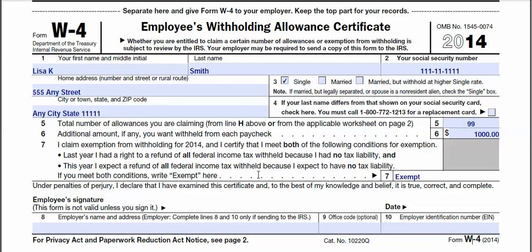So sign it and then date it, and then you will hand it in to your employer at your payroll department or your supervisor, whomever is designated to accept that form from you. And then it will go into the system, and that's how your tax will be withheld from your paycheck.